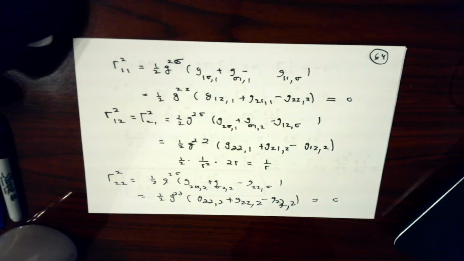A similar calculation reveals that of all the Christoffel symbols that have a 2 in the upstairs position, only gamma 212 and gamma 221 are different from 0. These numbers are both equal to 1 over r.